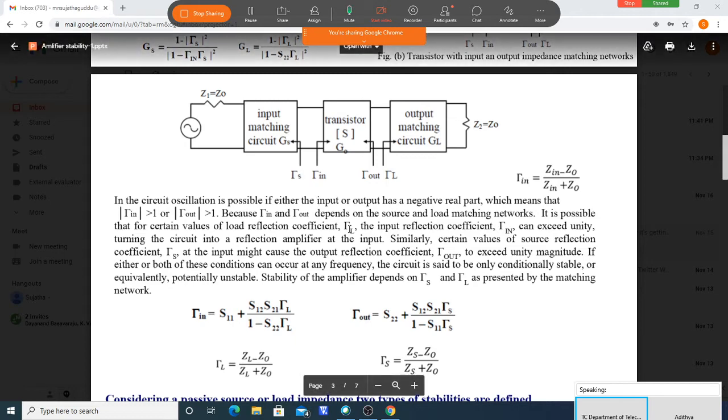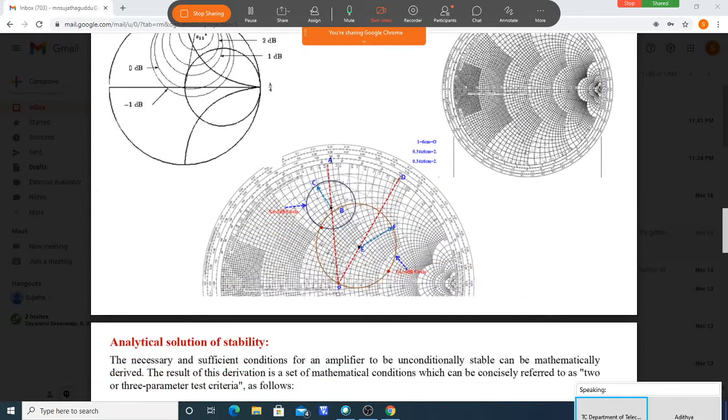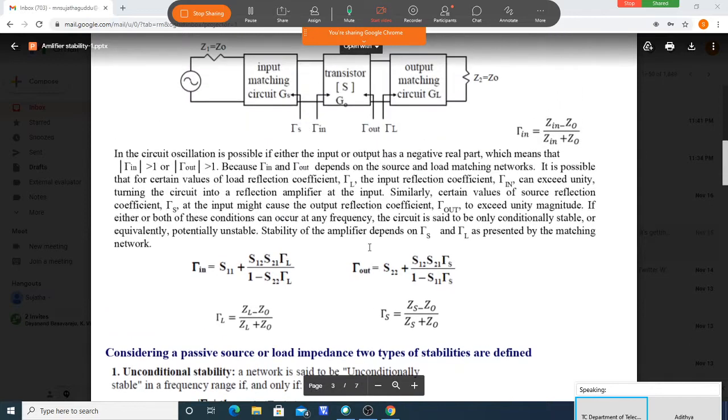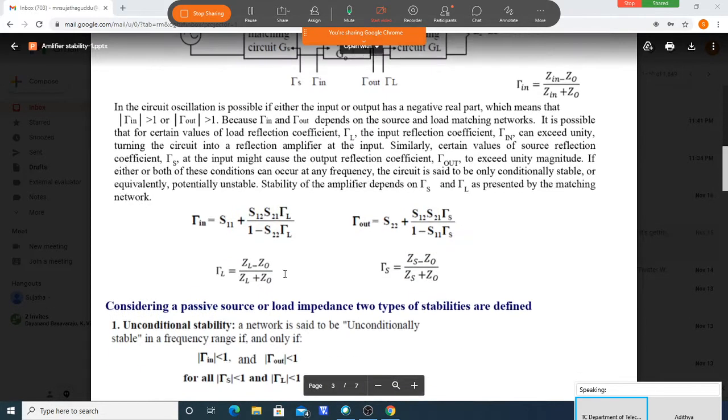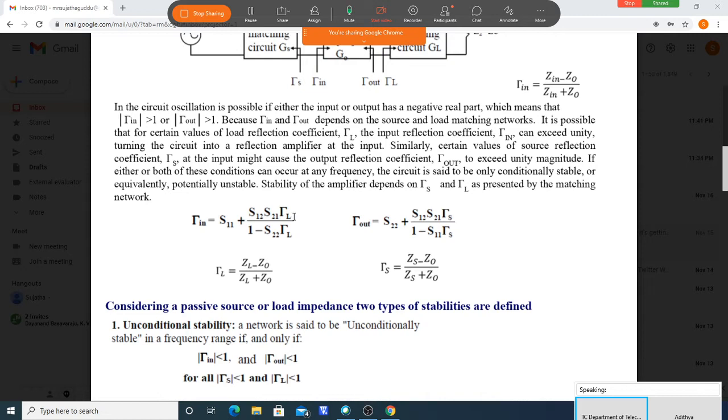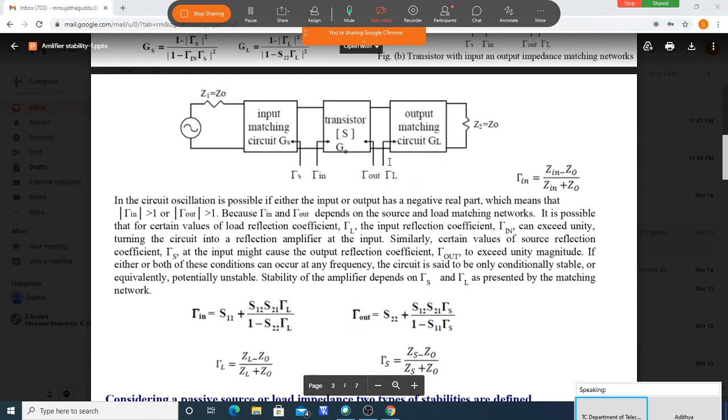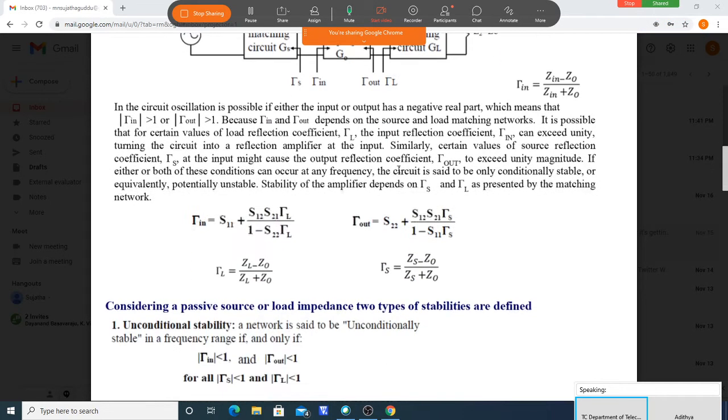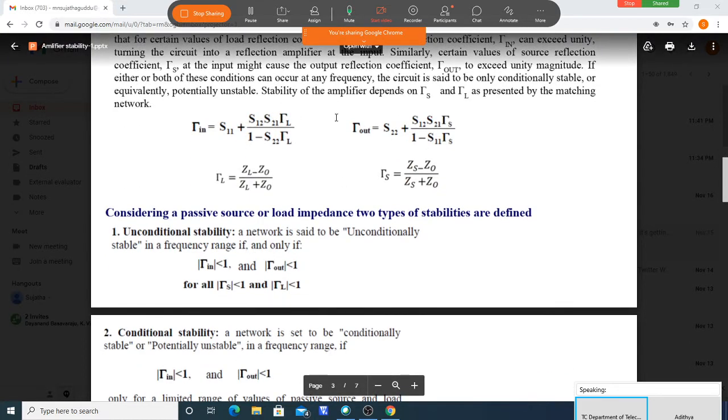If you take any value, even then we will get, for example, 2 dB. If you choose any value of ZS, you will get 2 dB, but that may not be retained at 2 dB while operating. It may start oscillating. The Γin may become greater than 1 for a particular value of ZL, for some values of ZL. This Γin may become greater than 1.